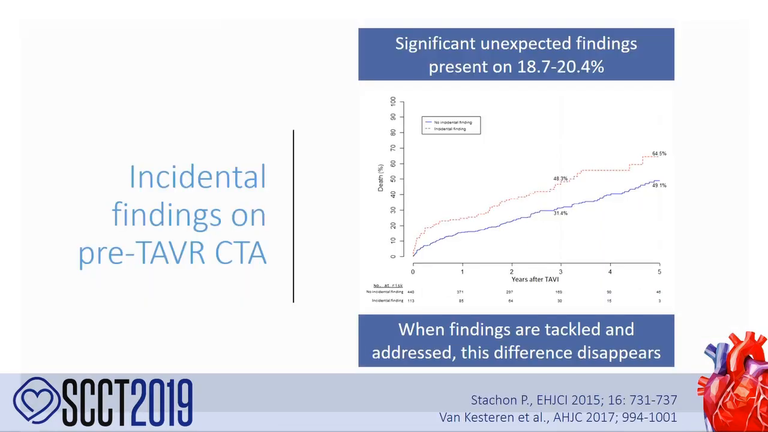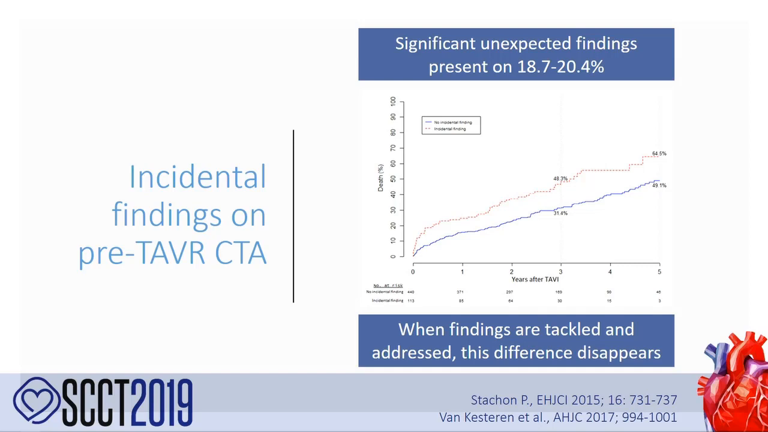And incidental findings are common on pre-TAVR CTA, found in about 20% of cases in multiple series that have been published now. And they are associated with poorer survival, as you might expect. But in fact, in a very nice paper published in the European Heart Journal of Cardiovascular Imaging, they showed that whenever these findings were tackled and appropriate patients were selected, these differences between these two groups completely disappeared.